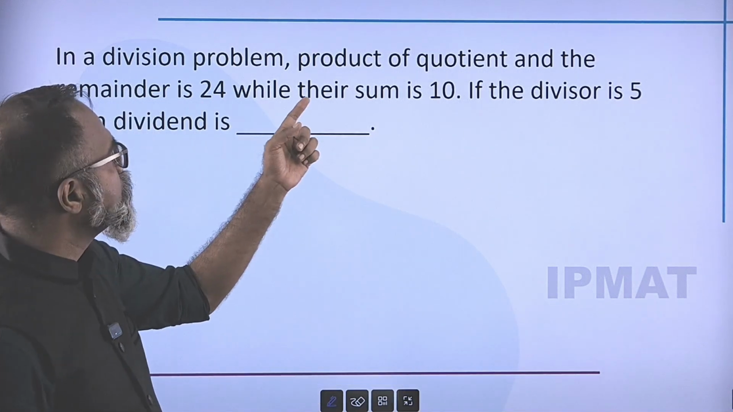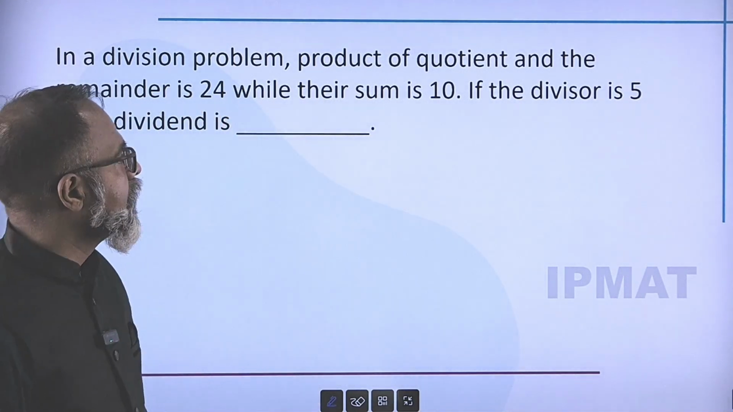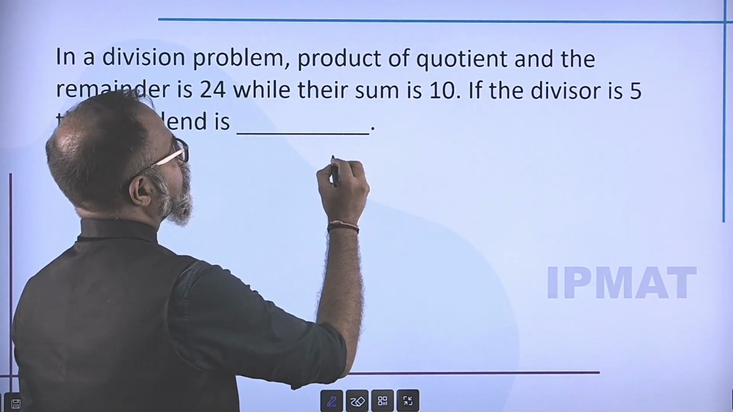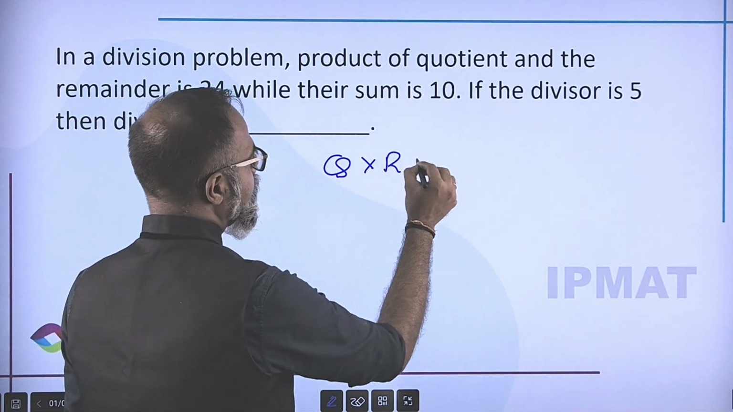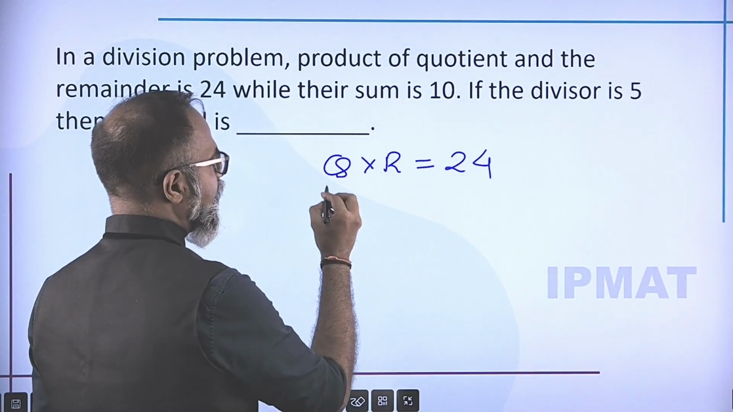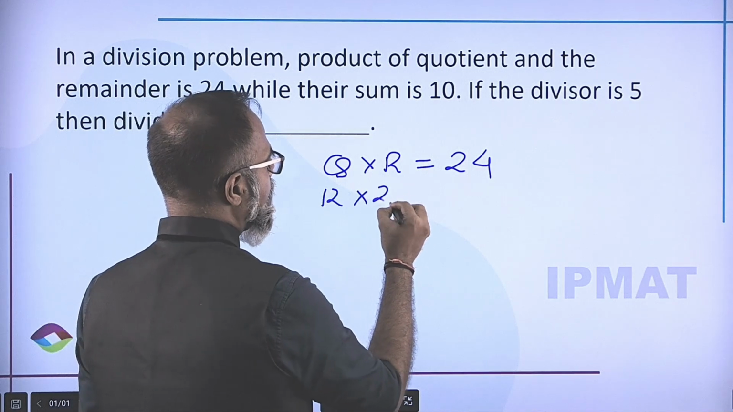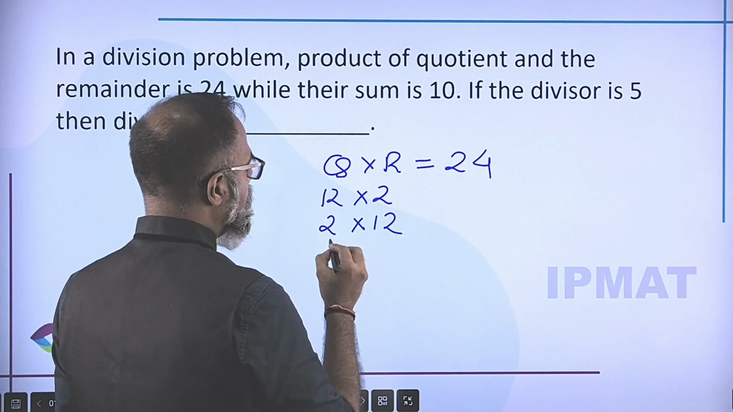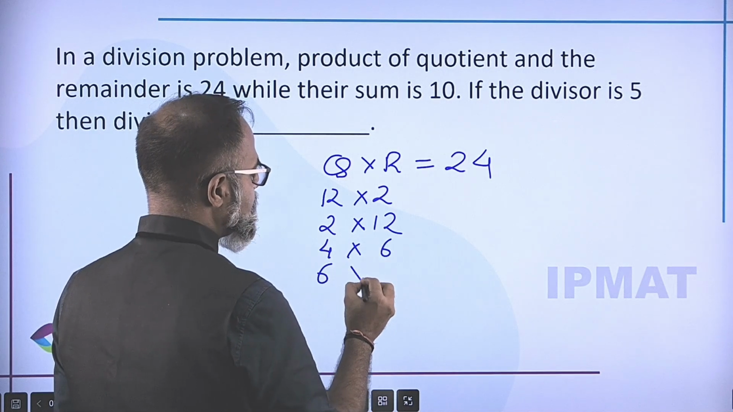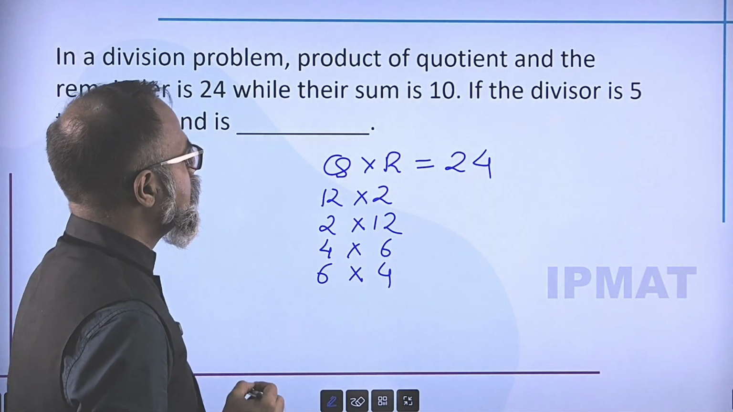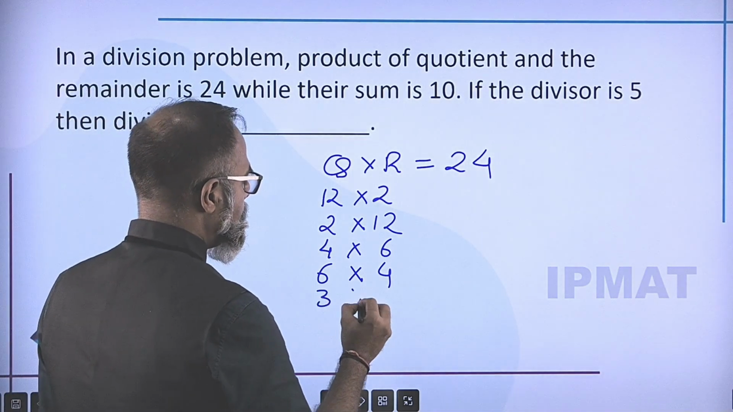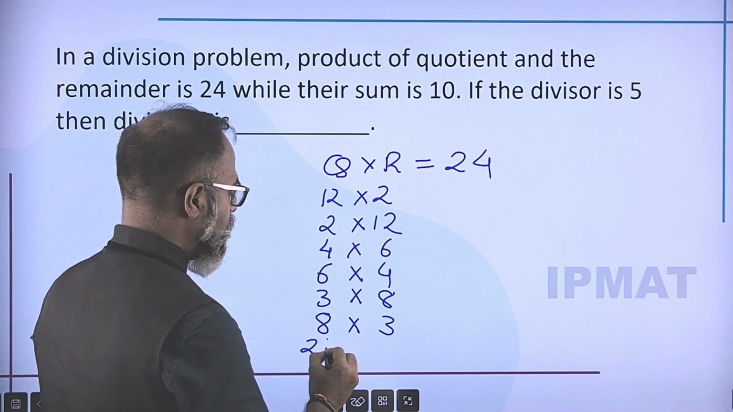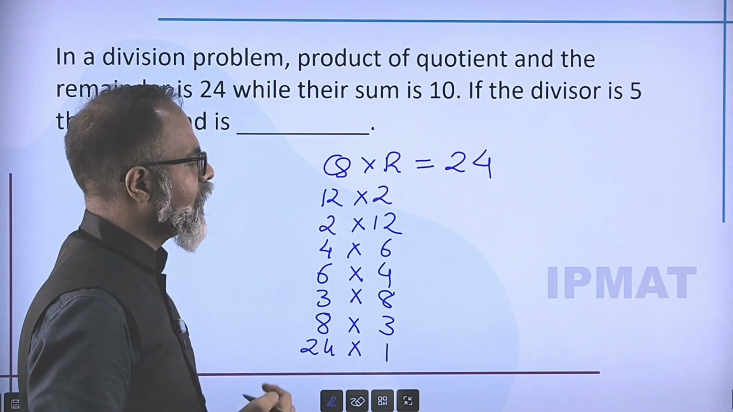It says in a division problem, the product of the quotient and the remainder is 24 and the sum is equal to 10. So if quotient multiplied by the remainder is 24, then I can have either 12 multiplied by 2 or 2 multiplied by 12. Then I can have 4 multiplied by 6 or 6 multiplied by 4. Then I can have 3 multiplied by 8 or 8 multiplied by 3, or 24 multiplied by 1 or 1 multiplied by 24, and so on.